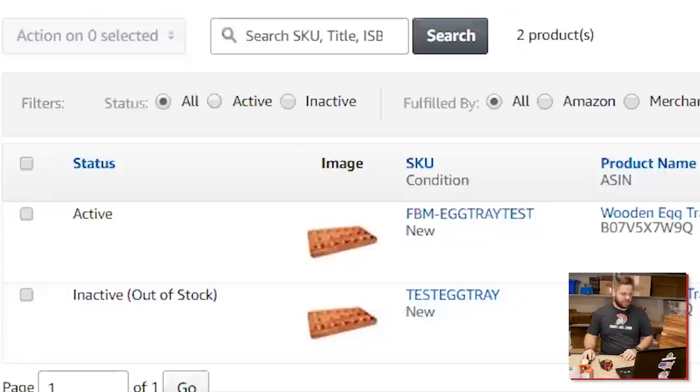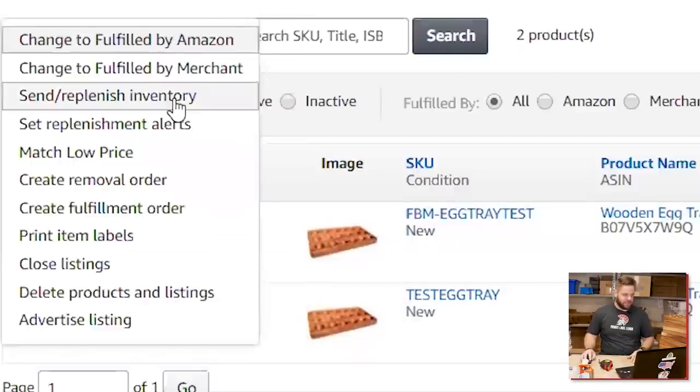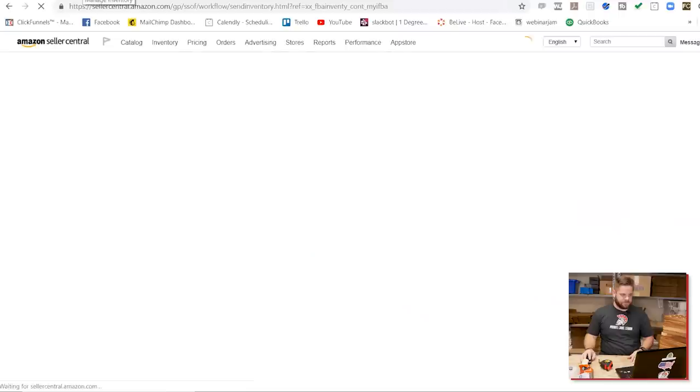So when I go in here to my Amazon Seller Central page, as you can see, remember we had a fulfilled by merchant listing. We've also got an FBA listing. We're sending into the FBA listing, okay? So I'm going to click here. You see it says out of stock. Of course, we haven't shipped any in. And I'm going to hit send replenish inventory.